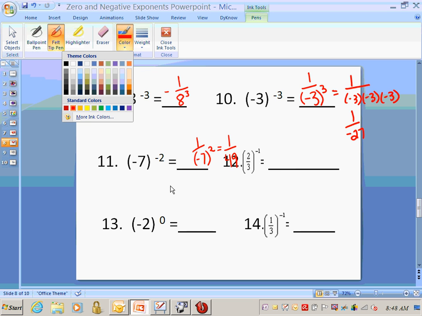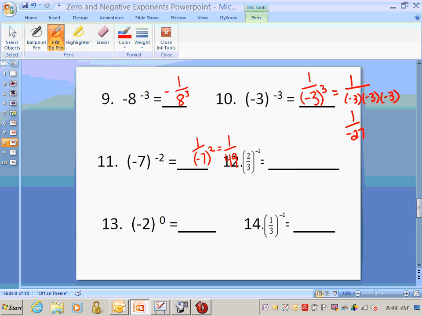Alright, so 12, I've got 2/3 to the negative 1. If it's a fraction, what do you think I could do with that fraction? Not times it by 2. What I can do to make this positive is I can flip this fraction. So I can say 3/2. Now it'll be to the positive 1, which is 3/2.